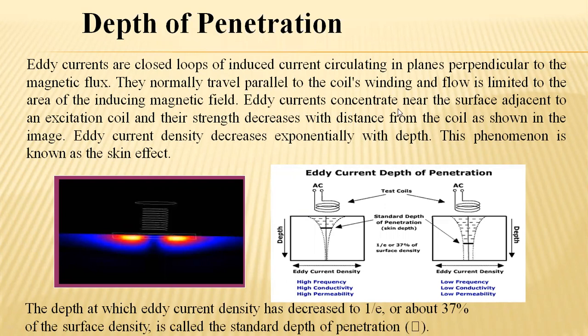Hence, for conductive materials, the eddy current density decreases with depth to 37% of its maximum surface density. That is called the depth of penetration. So here the penetration is nothing but the area throughout which the field generation or identification progresses on the material.